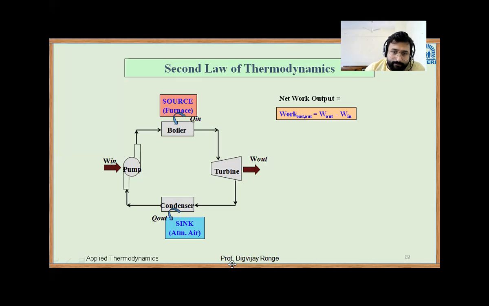Pressure difference, no. What I asked is, what is the difference between pump and compressor? Where do we use a pump and where do we use a compressor? Why are we not using a compressor in this case?